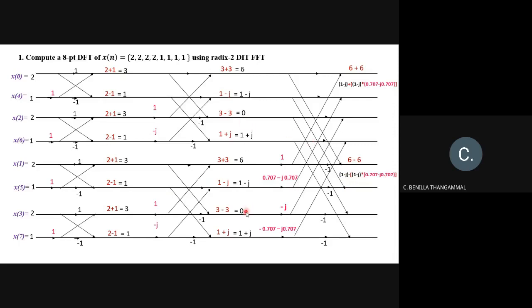Then your 3 and 7 will form the combination. So 0 plus 0, 0 minus 0 along with this twiddle factor. Anyway, the value is going to be 0, so there is nothing much about it. And here this fourth one and the eighth one will form the combination along with the twiddle factor minus 0.707 minus j 0.707. The first one will be positive, so 1 plus j plus (1 plus j) into the twiddle factor, and its corresponding value will be 1 plus j minus (1 plus j) into this.